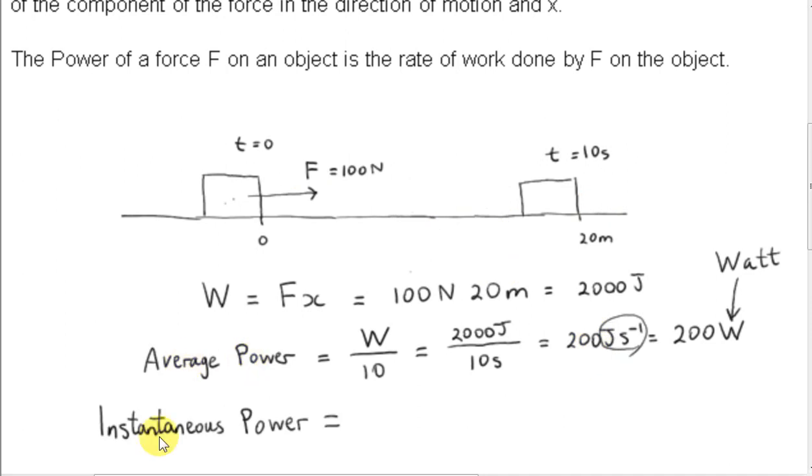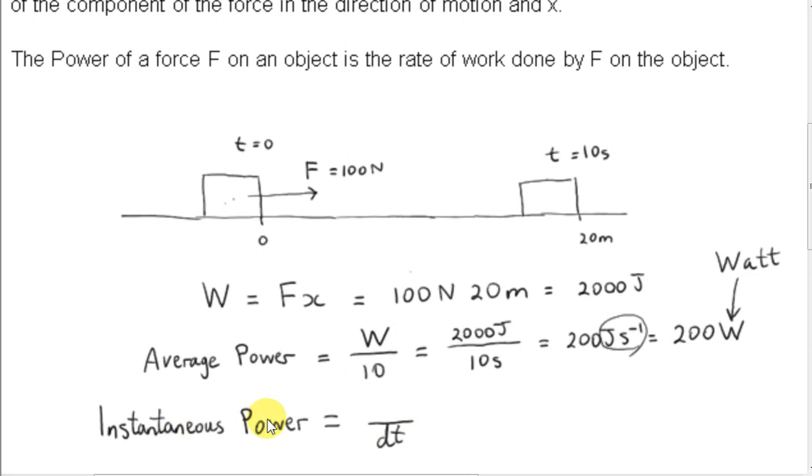As opposed to average power, we have the idea of instantaneous power. This is the power of a force on an object at an instant. So the average power involves dividing the work done by the time taken for the work to be done. It's a similar idea to average speed. It's distance travelled divided by the time taken. But if we wanted instantaneous speed, the time taken needs to be made vanishingly small. Okay, so the time taken becomes dt. That's if we want instantaneous speed.